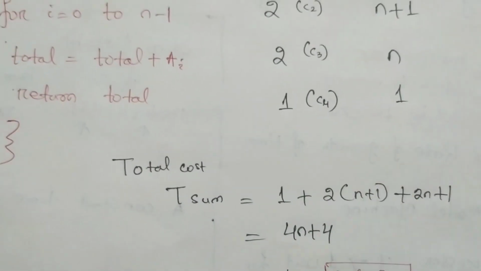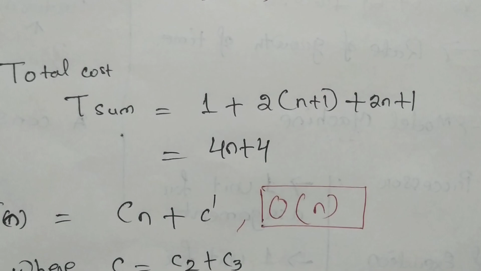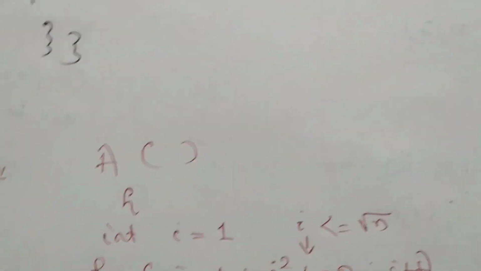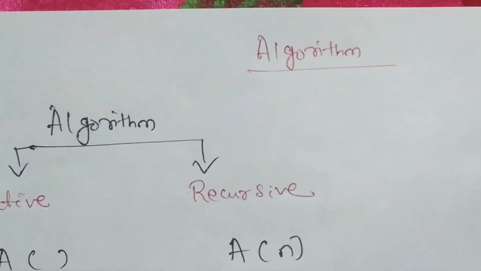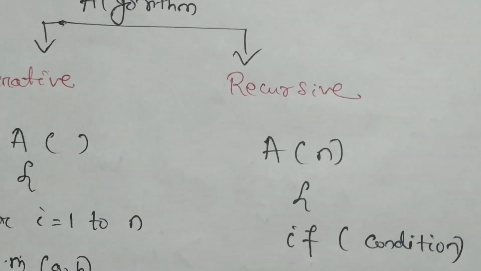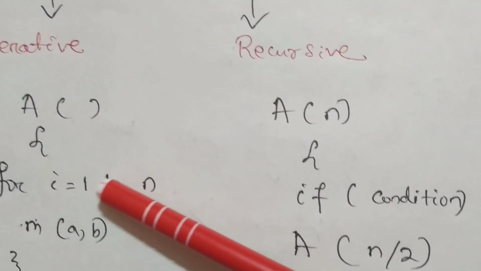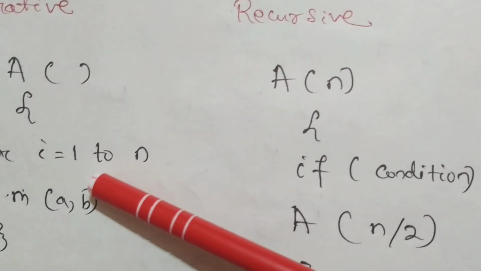So the time taken for execution of this algorithm is what? Order of n. Okay. So now generally algorithms are of two types. One is the iterative algorithm, another is the recursive algorithm. Iterative algorithm means we are using a loop. Okay, for loop, while loop, whatever.